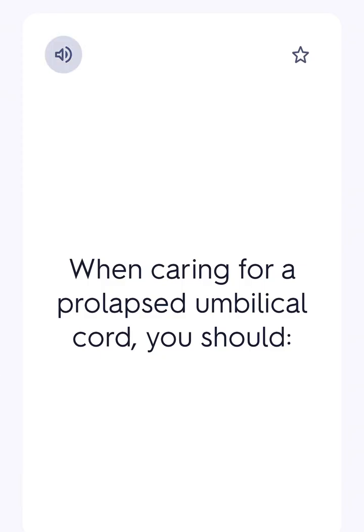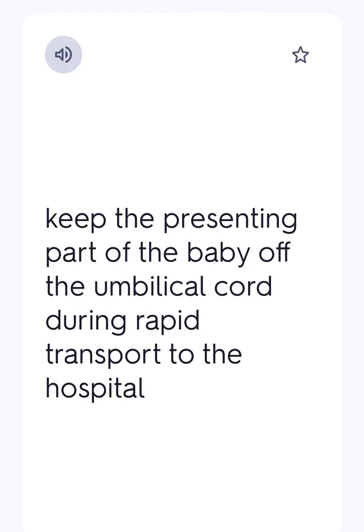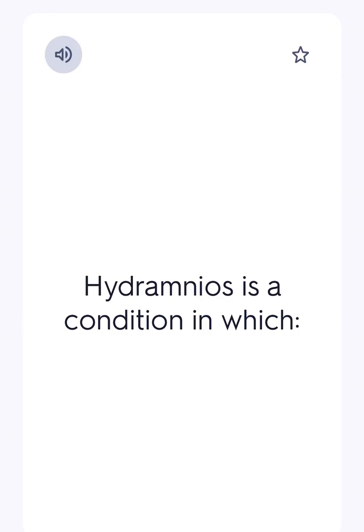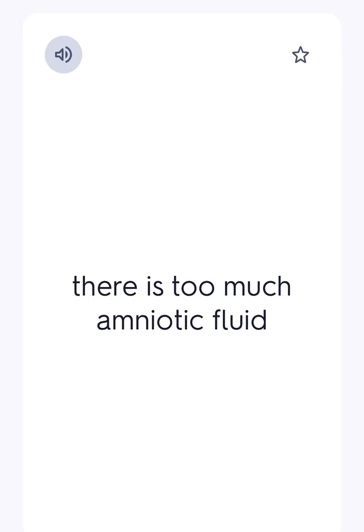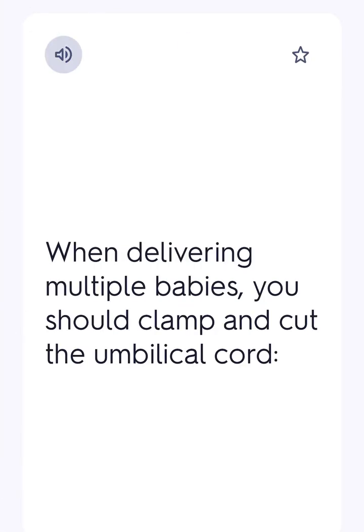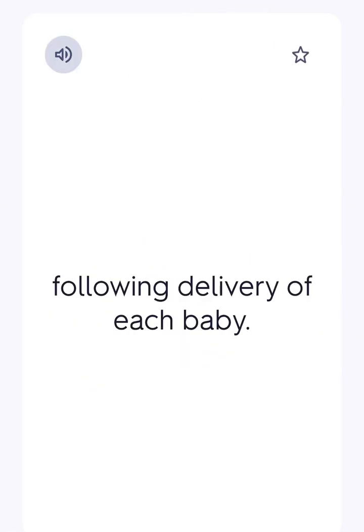When caring for a prolapsed umbilical cord, you should keep the presenting part of the baby off the umbilical cord during rapid transport to the hospital. Hydramnios is a condition in which there is too much amniotic fluid. When delivering multiple babies, you should clamp and cut the umbilical cord following delivery of each baby.